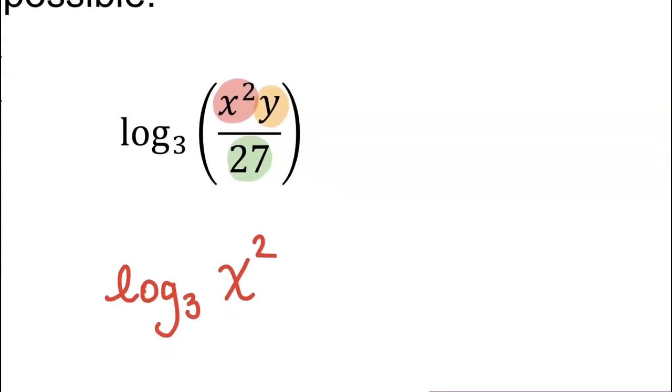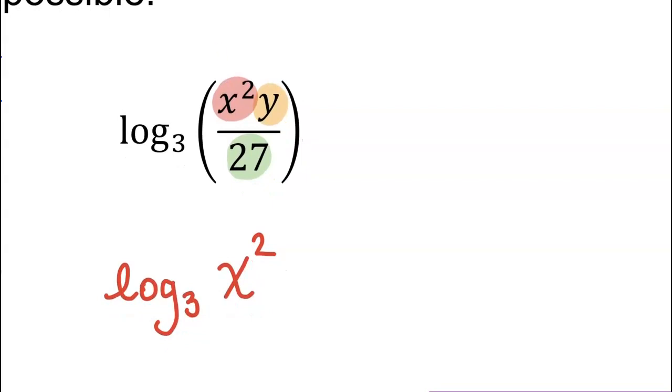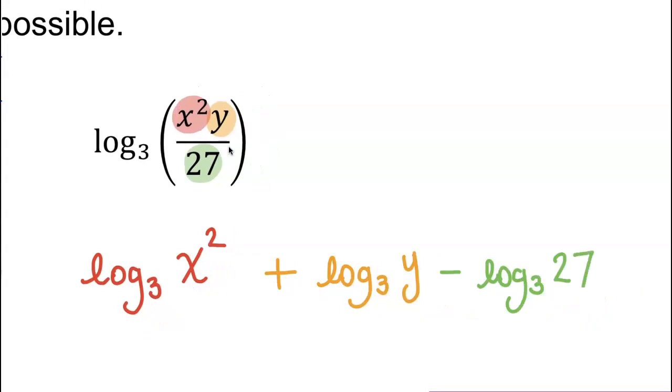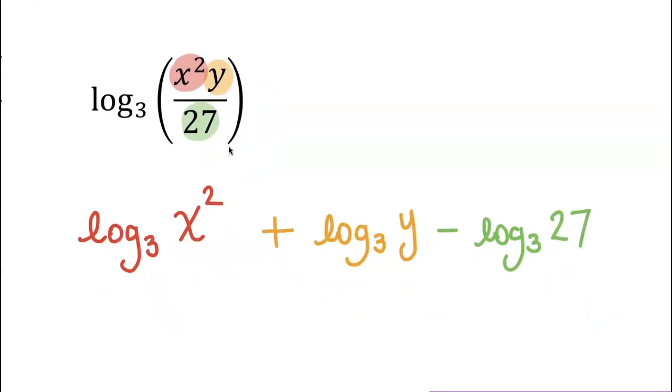Now, log base 3 of x squared should be positive. Why? Because it's on top of the fraction, okay? Now, the y is also on top of the fraction, so it should be positive. Write down plus log base 3 y, okay? Now, the last thing, this green highlighted 27 is in the denominator, the bottom of the fraction. So I am not going to put plus, but I'm going to put minus log base 3 of 27.